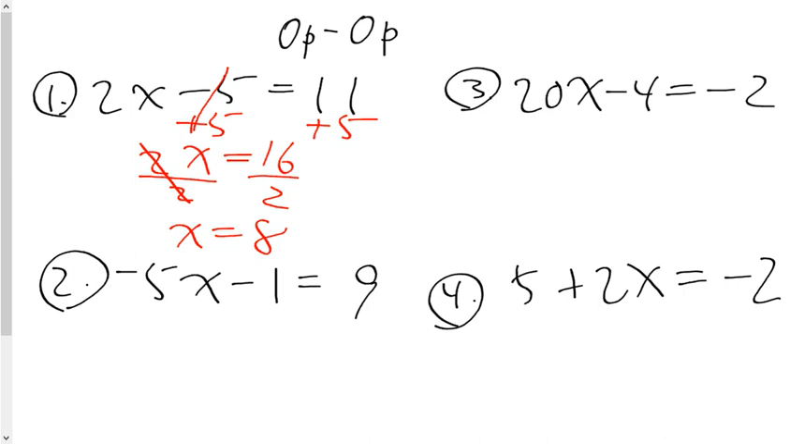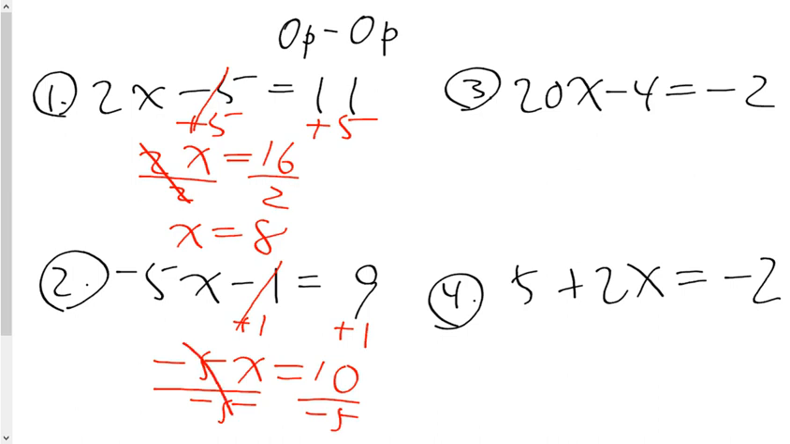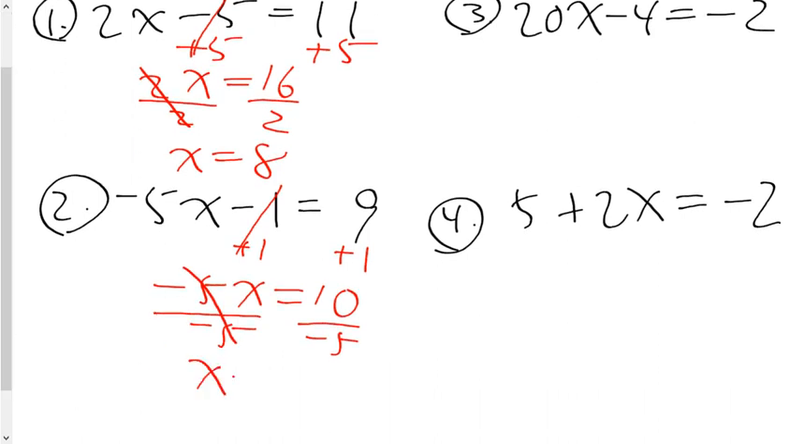In the second question, it says negative 5x minus 1 equals 9. So here we have a coefficient or a multiplier of -5 and a constant of -1. So we're going to add 1 to both sides to get rid of our -1 constant, leaving us with -5x equals 10. Then we're going to divide both sides by the coefficient of -5, and x will equal -2.